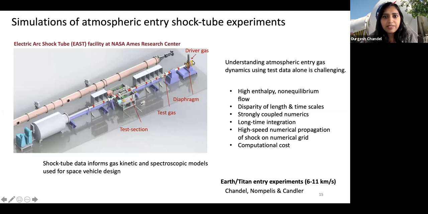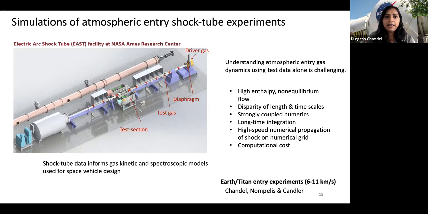Once the driver gas is electrically heated, the diaphragm breaks, and then the driver gas starts compressing the test gas, creating a shock which moves towards the test section at a high speed. When the shock is here, the CCD cameras capture the image of the shock in different wavelength regimes. Depending on that data, one can back calculate gas kinetic and spectroscopic properties, which can be used to verify and validate the models used in CFD.